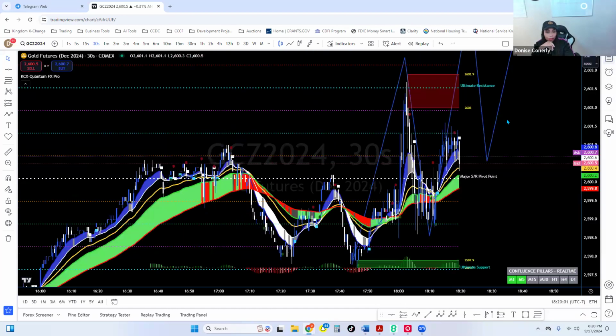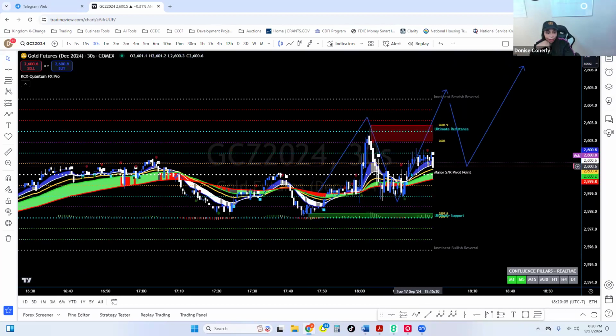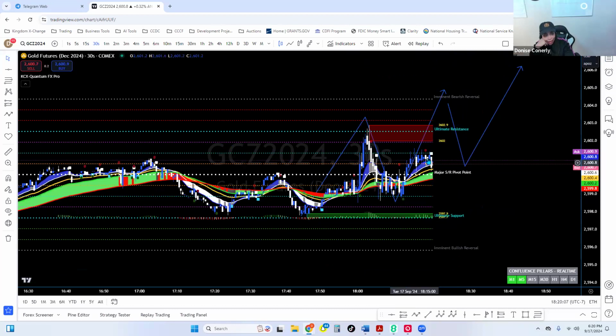But I just want to show you guys how just having this cloud cross up is not enough. That's the first part of it. As you can see, look what price is doing right now. It's why I wait for those 4 points. Just getting that cross or the cloud is not good enough for me.